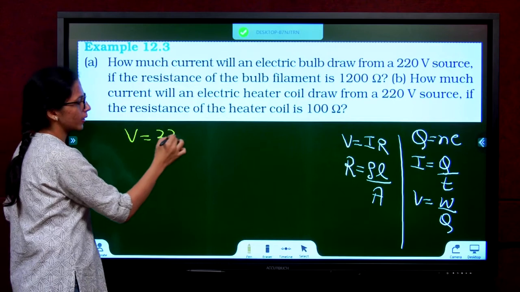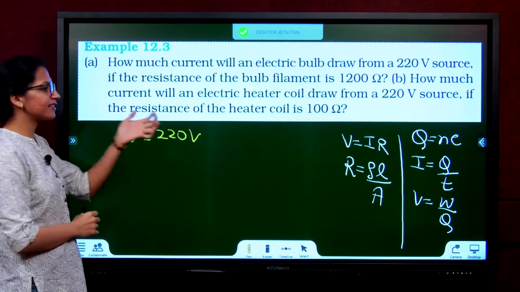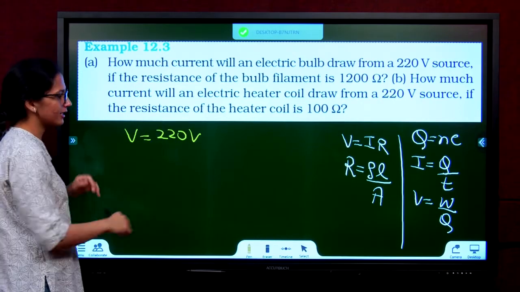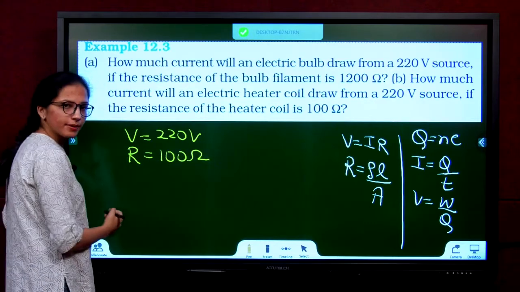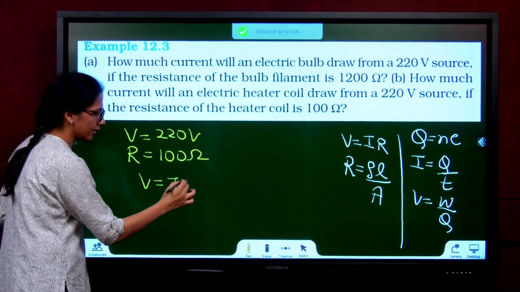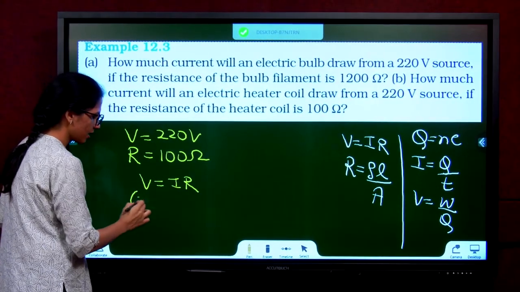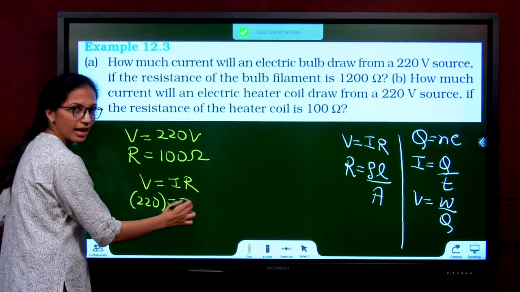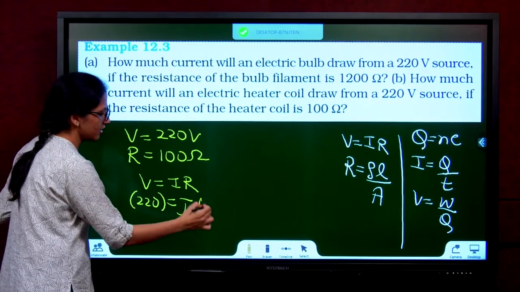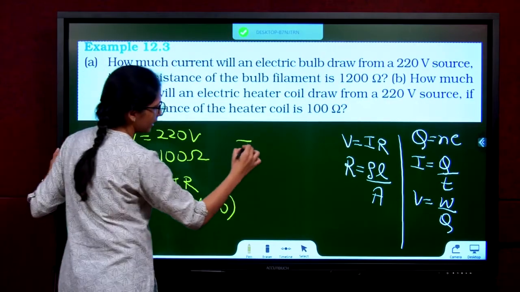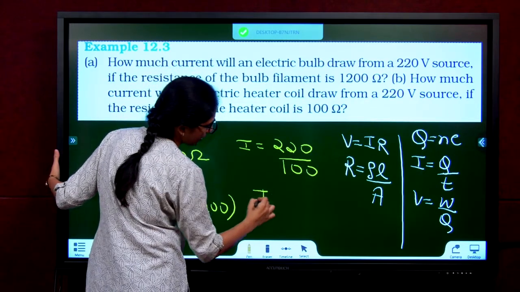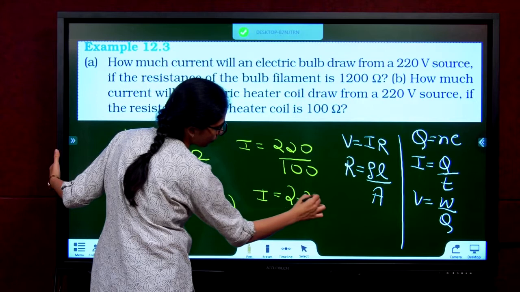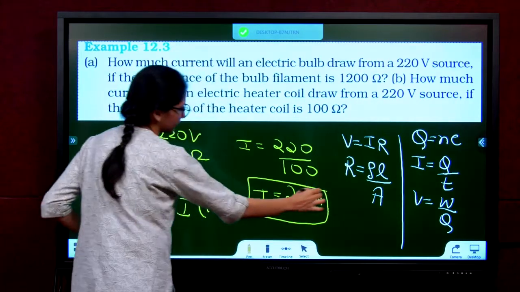Voltage given is 220. If the resistance of the heater coil is 100 ohms, same method, V is equal to I into R. What is V? 220. What is I? We don't know, we have to find. What is R? 100. I is equal to 220 by 100. I is equal to 2.2 amperes.